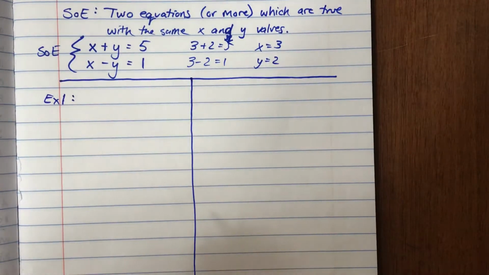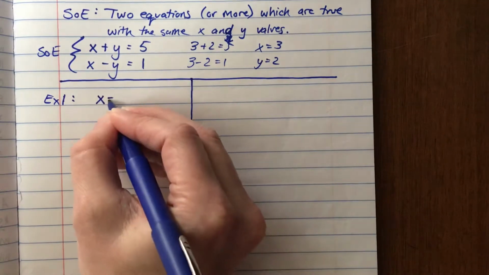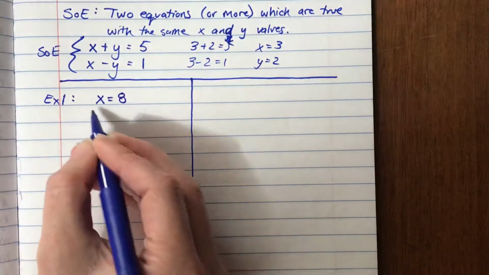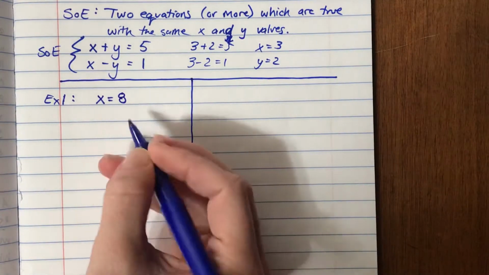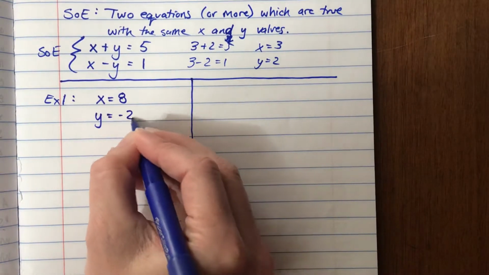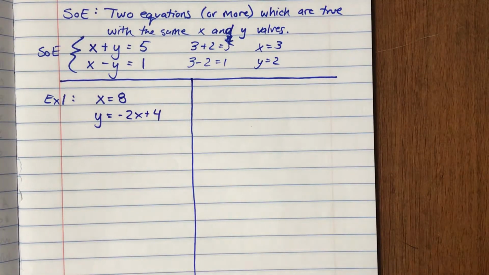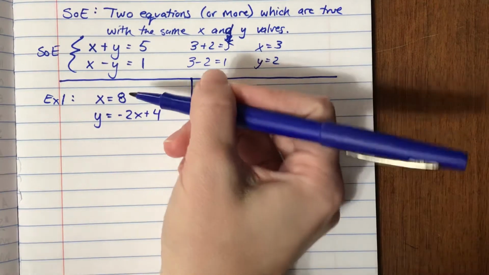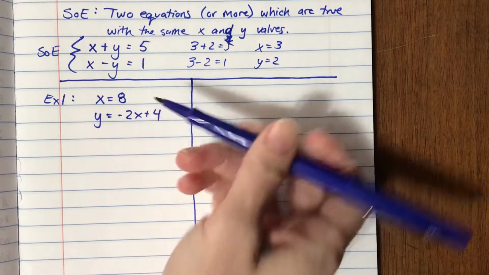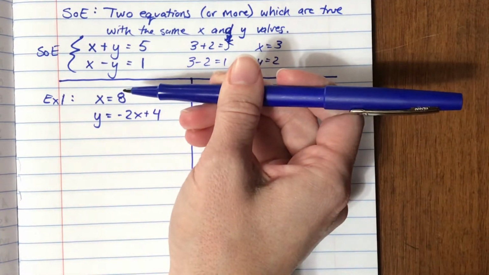Let's look at this system of equations. You're going to see a few systems that look like this. It's going to give us 2 equations. The first equation is x equals 8. It's pretty straightforward. And then the next equation is y equals negative 2x plus 4. Now, remember an equation is anything with an equal sign. The first equation looks pretty simple, right? It's just telling us that x is equal to 8.